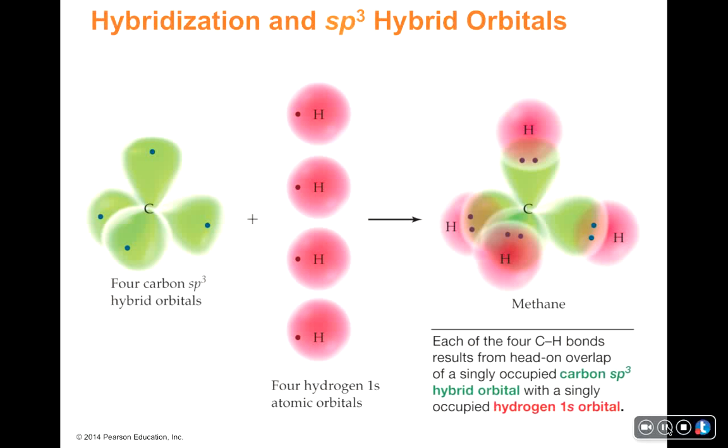You can notice that each carbon-hydrogen bond results from an overlap of the sp3 hybrid orbital from carbon and the 1s orbital from hydrogen. And that's the type of thing to be able to explain if I asked you to explain what the bonding pattern in methane was. So between every carbon and hydrogen, that bond results from the overlap of the electron in the sp3 hybrid orbital from carbon, and the electron in the 1s orbital from hydrogen.